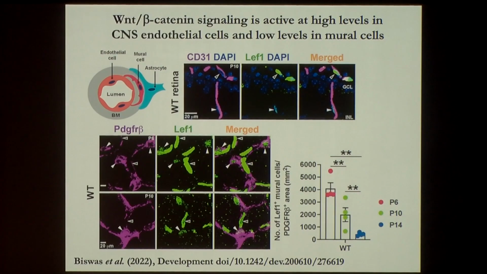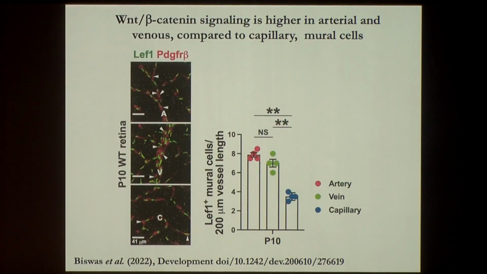So when we looked at the expression of the activation of the Wnt beta-catenin signaling along the vascular tree in arteries and capillaries, what was interesting and quite surprising was indeed the higher levels of expression of LEF1 in mural cells was in arteries and veins, and much smaller was in capillaries.